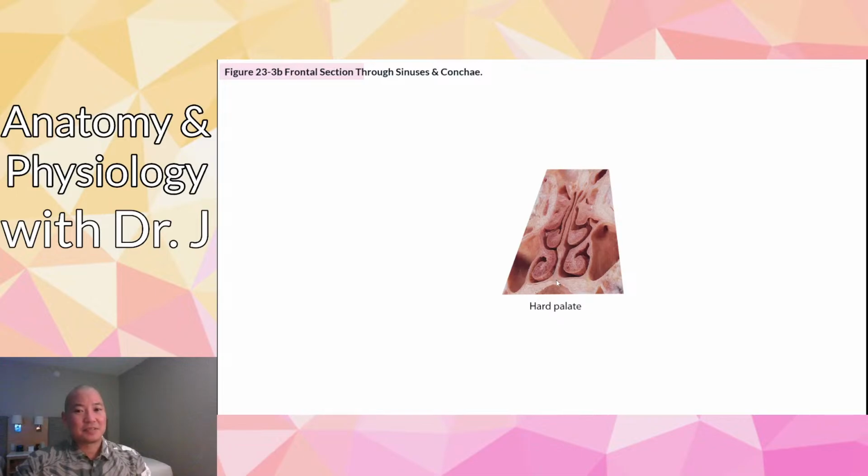The wall right here is what you call the nasal septum. The nasal septum divides your nasal cavity into left and right.